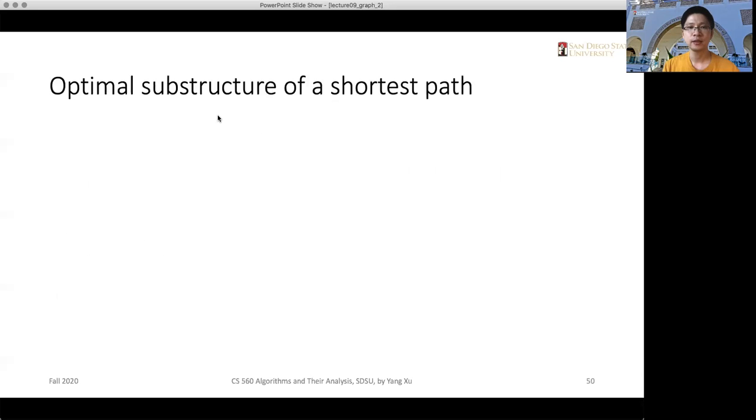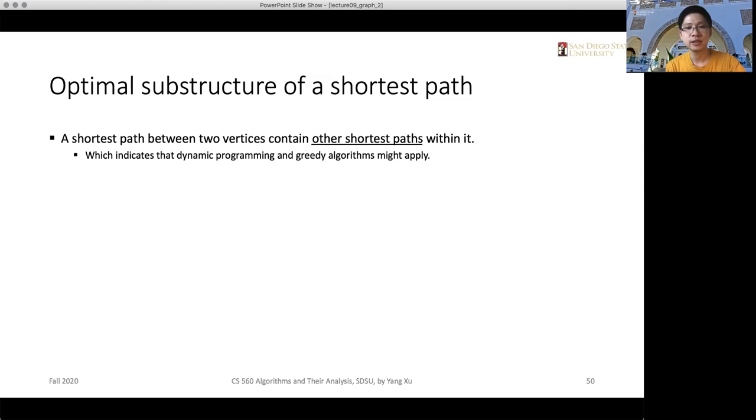All right, now let's further look at an interesting property for the shortest path problem. It's called the optimal substructure. I hope this term still sounds familiar to you, because it's the term we used to describe the property of dynamic programming problems or greedy algorithm problems, right? It basically says that the optimal solution to the original problem consists of the optimal solutions to the subproblems. And the shortest path problem has a very typical optimal substructure.